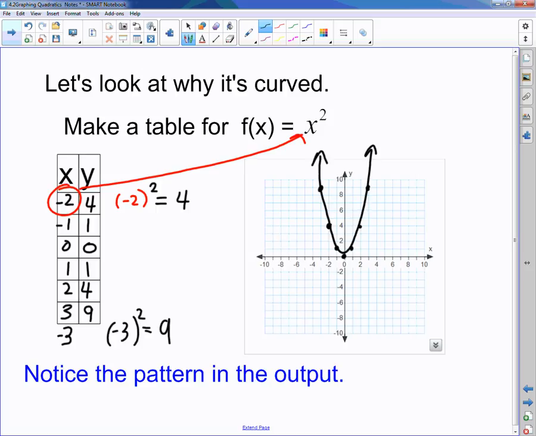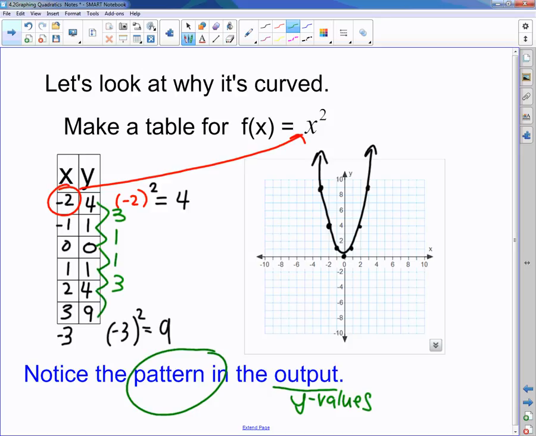Okay, so the reason we're doing this is to find the pattern in the output. Okay, output is the y values, right, or f of x values in this case. So if we look at the pattern in the output, let's look at the difference. So if I'm looking at my table, the difference between 4 and 1 is 3. The difference between 1 and 0 is 1. Difference between 0 and 1 is 1. Difference between 1 and 4 is 3. And the difference between 4 and 9 is 5. So I found the pattern in the table.